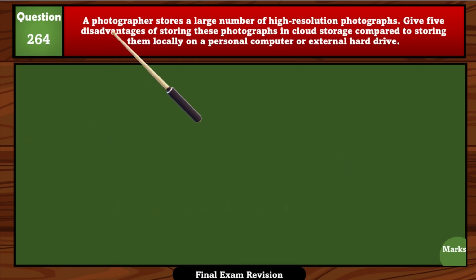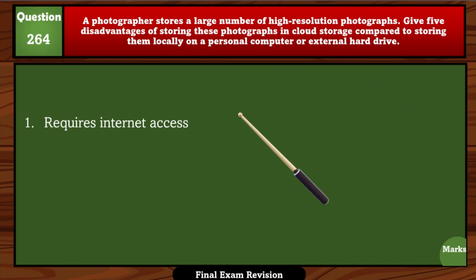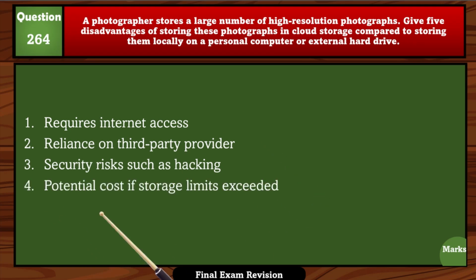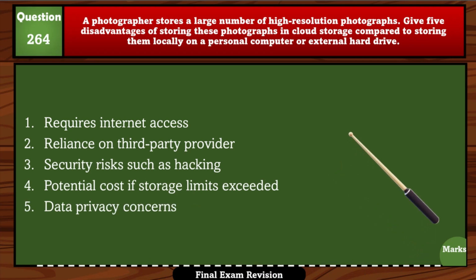Question 264. A photographer stores a large number of high-resolution photographs. Give 5 disadvantages of storing these photographs in cloud storage compared to storing them locally on a personal computer or external hard drive. Number one, required internet access. Number two, reliance on a third-party provider. Number three, security risks such as hacking. Number four, potential cost if the storage limit is exceeded. Number five, data privacy concerns.